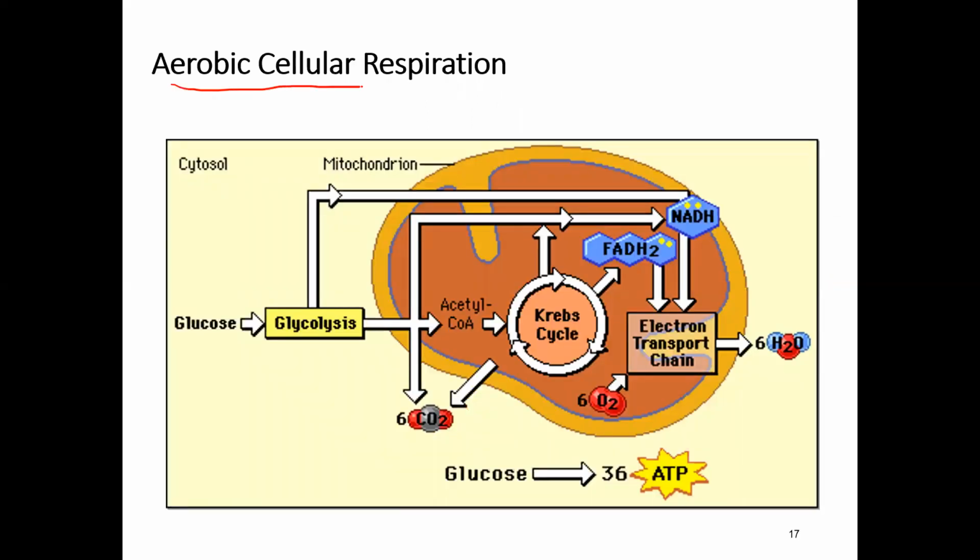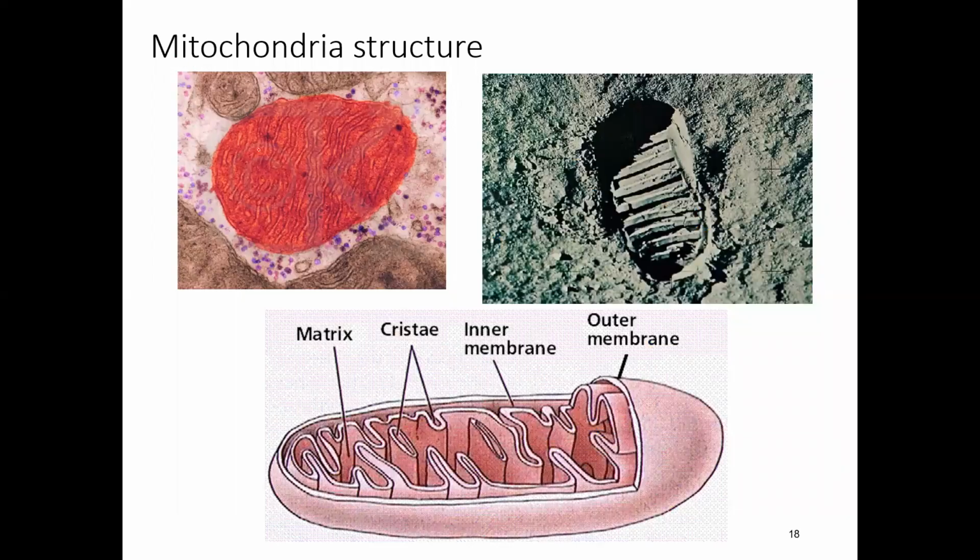Aerobic cell respiration takes place in the mitochondria. When glucose enters the mitochondria, it gets converted into acetyl-CoA, and we're going to look at that next. Well, let's just remind ourselves of the mitochondria. This is an electron micrograph of a mitochondria, and it kind of looks like a footprint on the moon, I guess. Here are the parts. Know them.